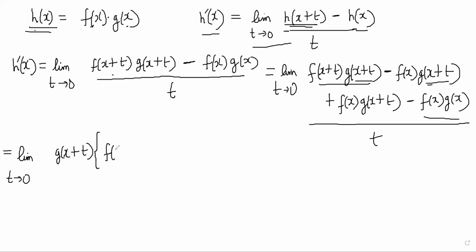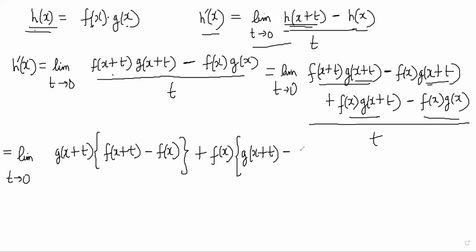So what do I get? f of x plus t minus f of x, right? And in the second one, what can I take common? f of x I can take common, no? Like this and this. So it becomes g of x plus t minus g of x. And the whole thing is divided by t, right?